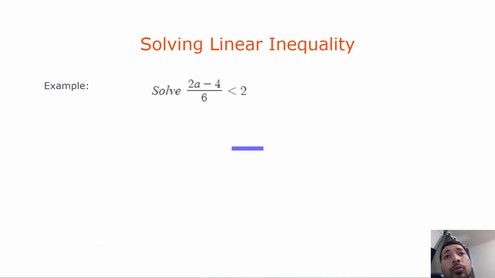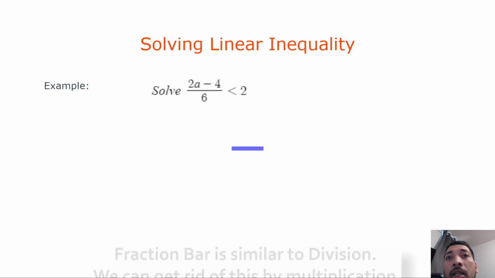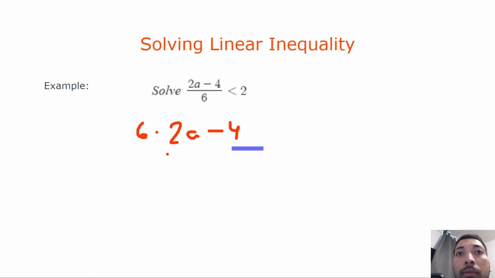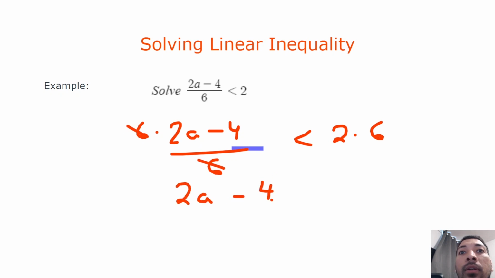So here is the third problem we have over here. We need to solve 2a minus 4 over 6 less than 2. If we have a fraction bar, the first step is to get rid of this fraction bar. We can simply do this by multiplying both sides by this denominator value. If you multiply both sides by 6, we get 2a minus 4 less than 12.